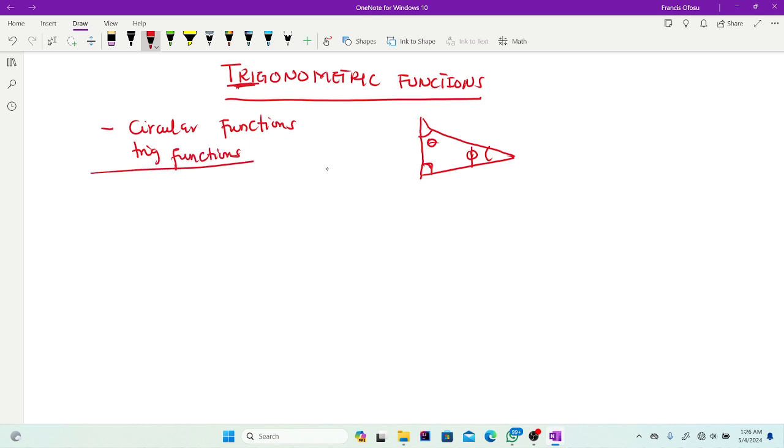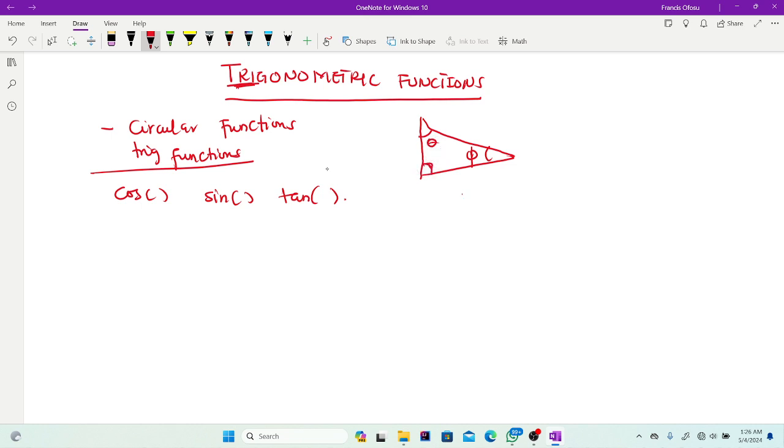So we have some fundamental trig functions: the cosine of a particular argument, the sine of a particular argument, then you have the tan of a particular argument.